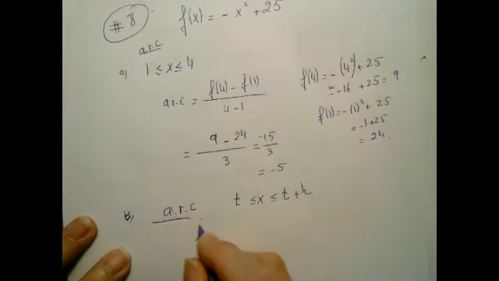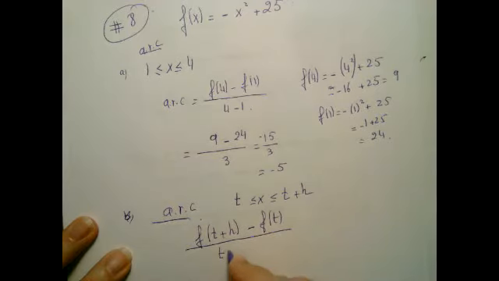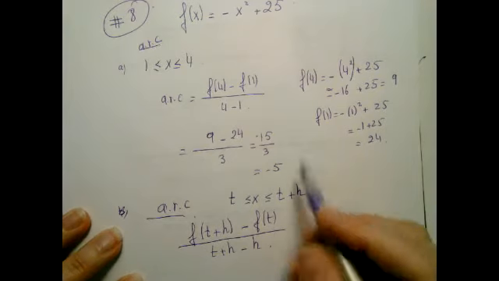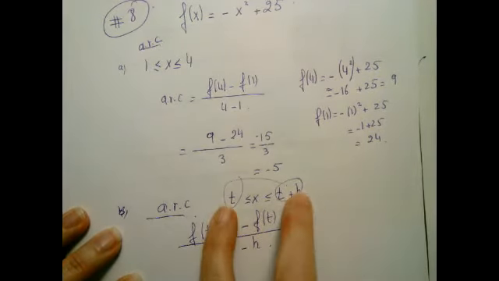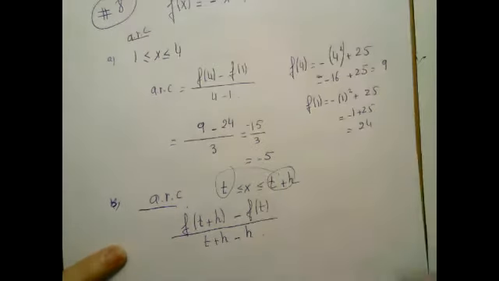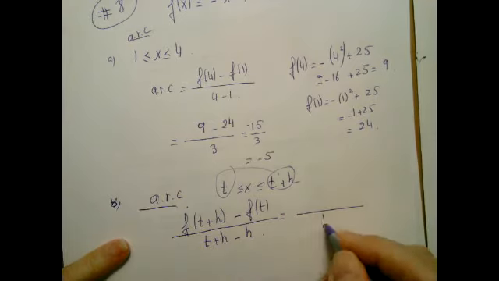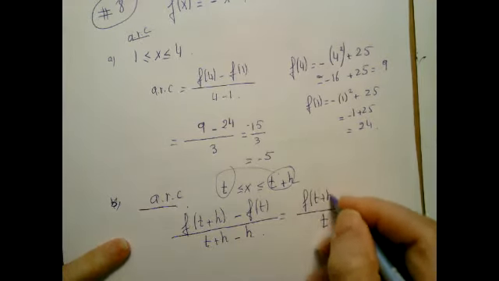Again, the formula doesn't change. It's f of t plus h minus f of t divided by t plus h minus t. The value here minus the value here, so the change over the change in h. So that's, as I said, purely symbolic, but we should learn a little bit how to handle it. Plus h minus t is just an h. And now this is f of t plus h minus f of t.